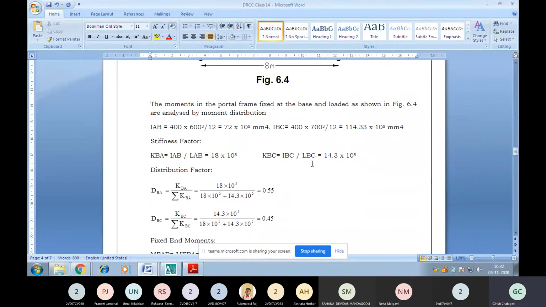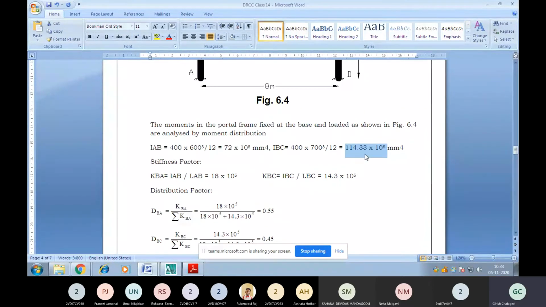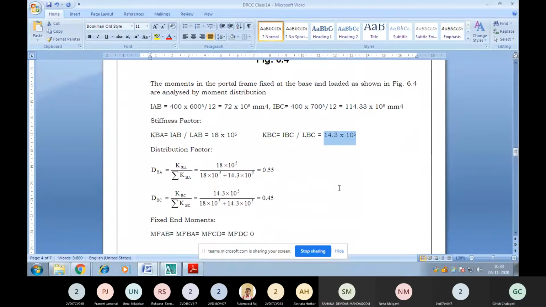Similarly, the K value for the beam will be IBC by LBC. What is IBC? IBC is 114.33 into 10 raised to 8, divided by the length of the beam, which is 8 meters. Since we are writing in mm, divided by 8000, we get the answer 14.3 into 10 raised to 5, in mm cubed.